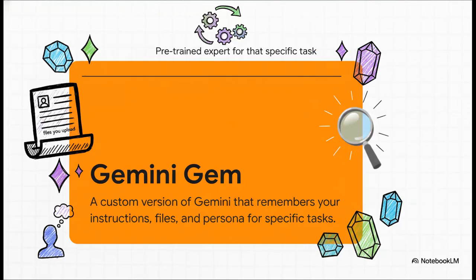So think of a gem like your own personal, customized version of Gemini. You give it a name, you give it a detailed set of instructions, and from that point on, it becomes a pre-trained expert for that specific task. It remembers your persona, it remembers your rules, and it even remembers the data from files you upload.